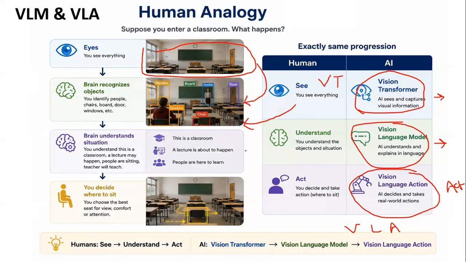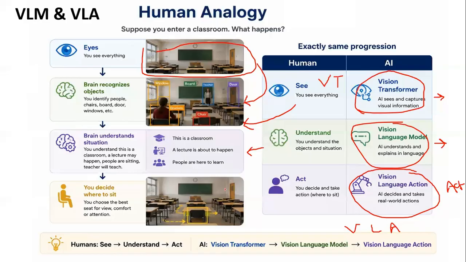Next, the brain understands the situation. It starts interacting with people. Like the brain may say, this is a classroom, a lecture is about to happen, people are here to learn, I'll start maybe teaching or something like that. This is done by the vision language model.